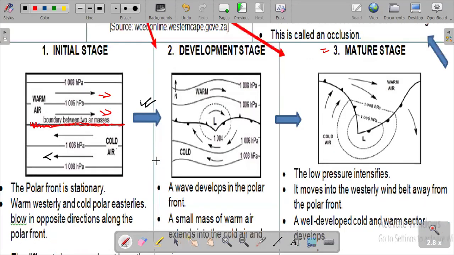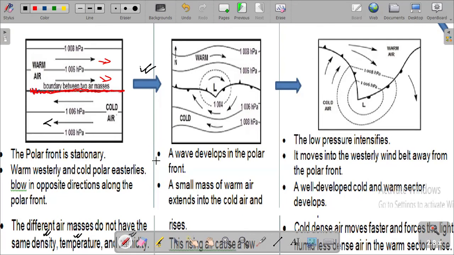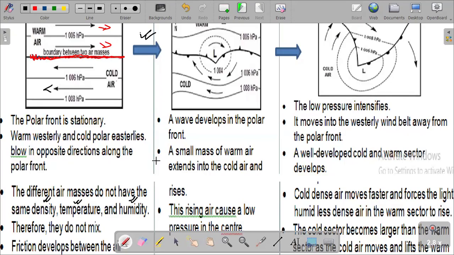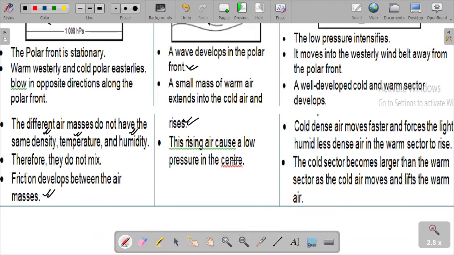Stage two is the development stage, where a wave develops in the polar front. A small mass of warm air extends into the cold air, and it rises there. Therefore, the rising air causes low pressure at the center that you are seeing.